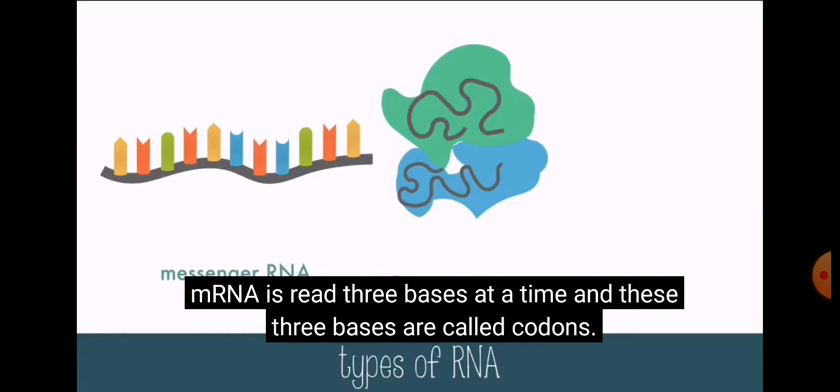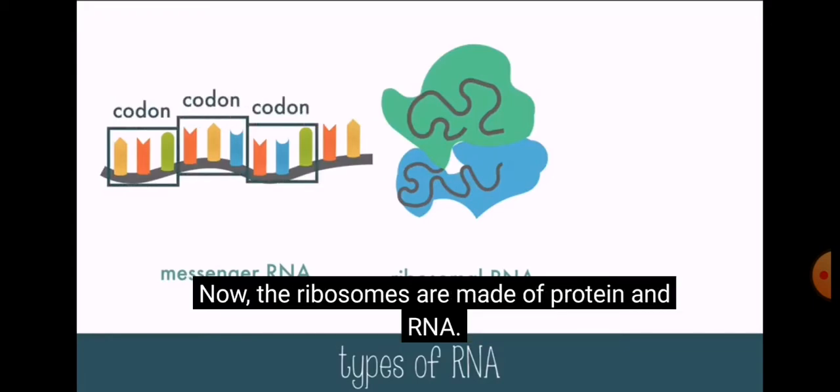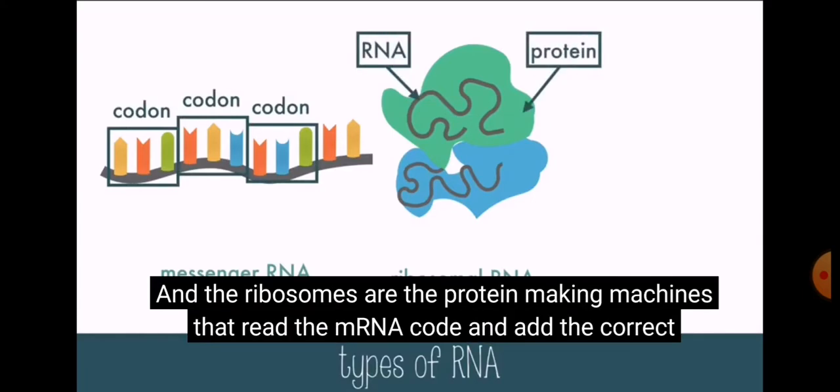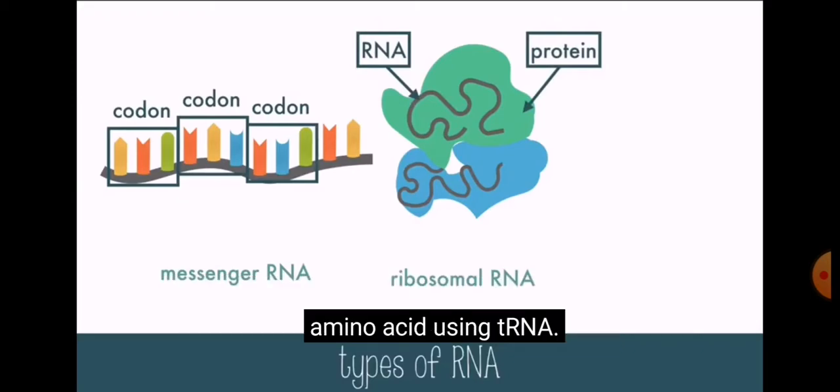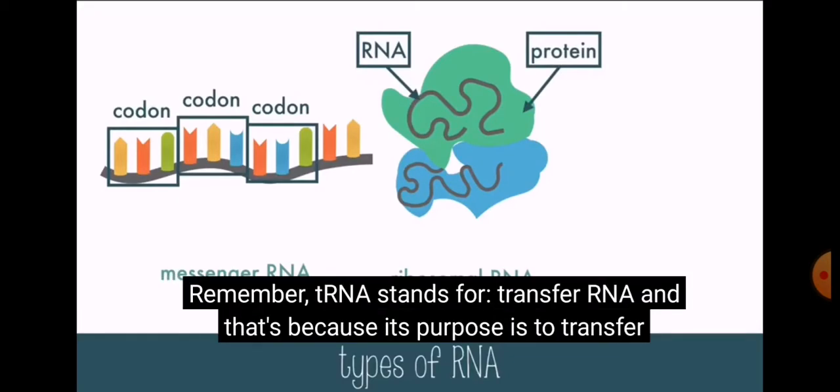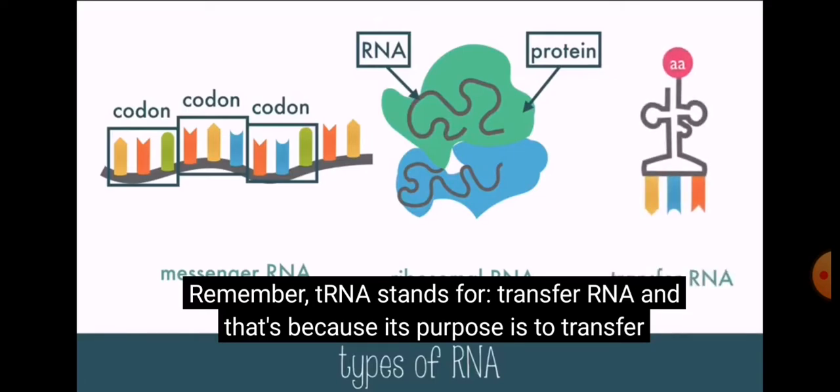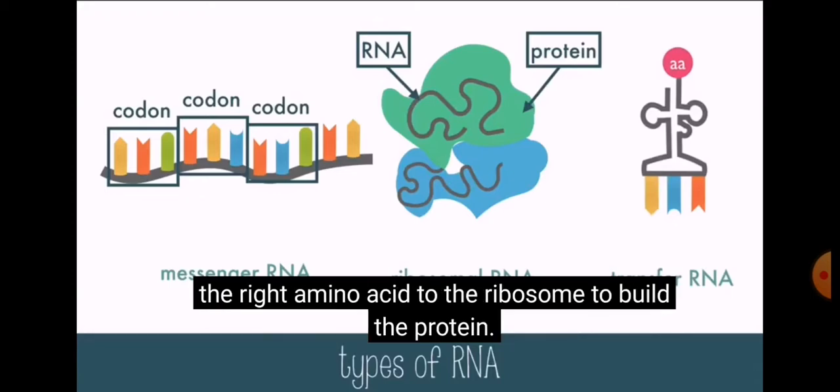mRNA is read 3 bases at a time, and these 3 bases are called codons. Now, the ribosomes are made of protein and RNA, and the ribosomes are the protein-making machines that read the mRNA code and add the correct amino acid using tRNA. Remember, tRNA stands for transfer RNA. That's because its purpose is to transfer the right amino acid to the ribosome to build the protein.